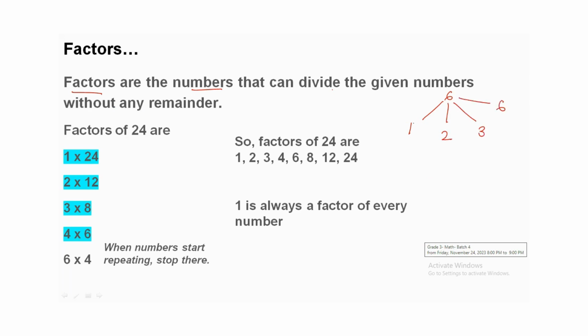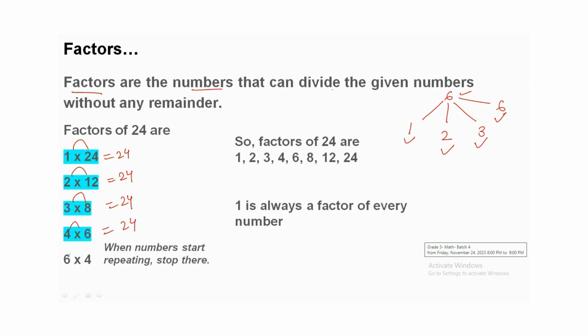So what I can say is that 1, 2, 3 and 6, all four numbers are the factors of 6, because 6 is divisible by all these numbers without any remainder. Understood? Now the factors of 24 are: 1 times 24 is 24, 2 times 12 is 24, 3 times 8 is 24, and 4 times 6 is 24.